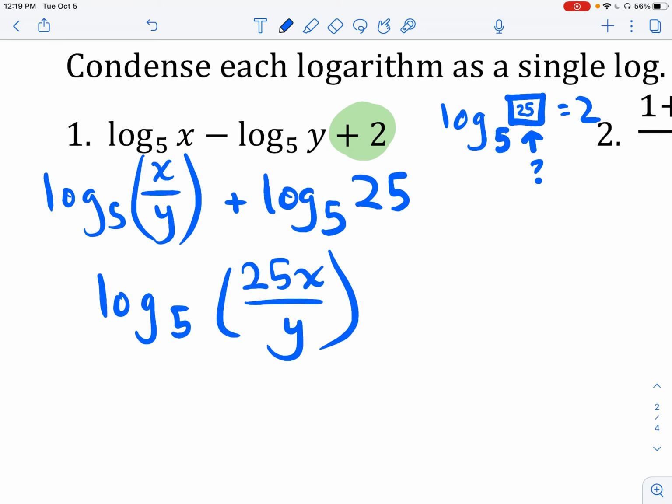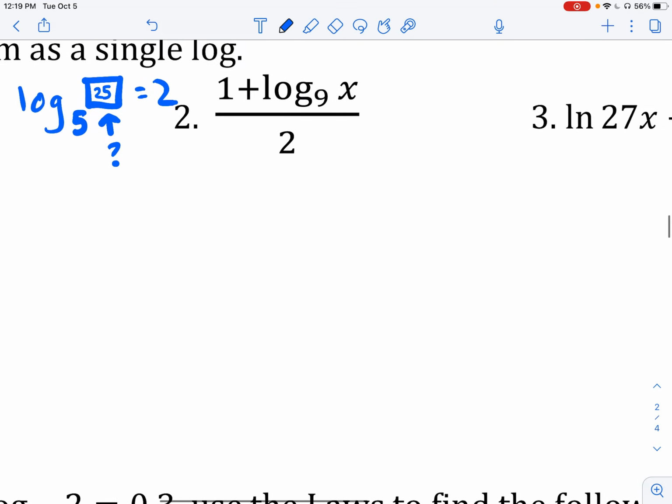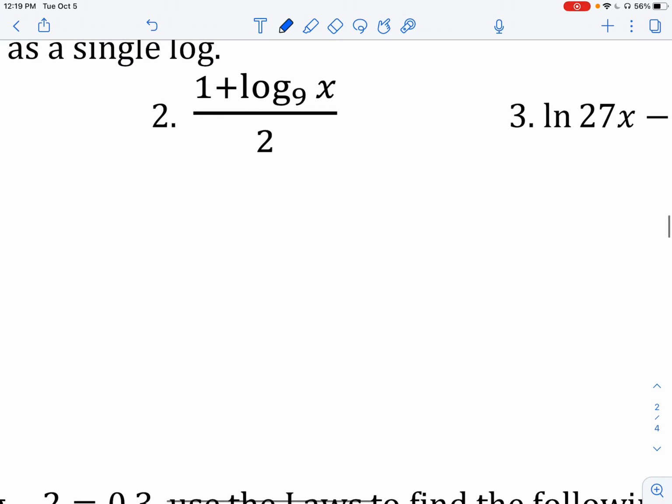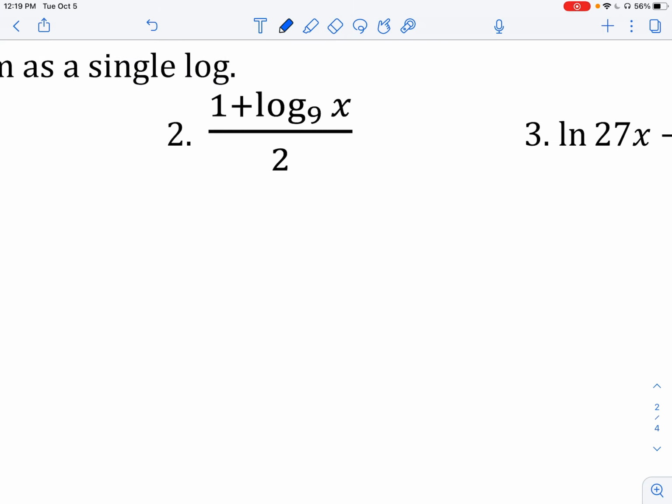Okay, let's try something like number 2. Number 2 is a good one. So how would we condense this? Well, there's a couple of ways that we could do this. What I think might actually make our lives a little bit easier is if I move that 2 and rewrite this entire logarithm as such, right? Because if you're dividing by 2, you're effectively multiplying by 1/2.